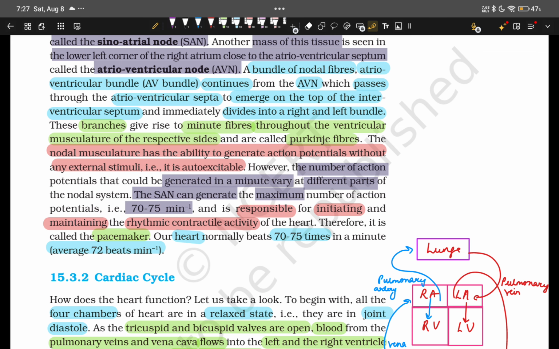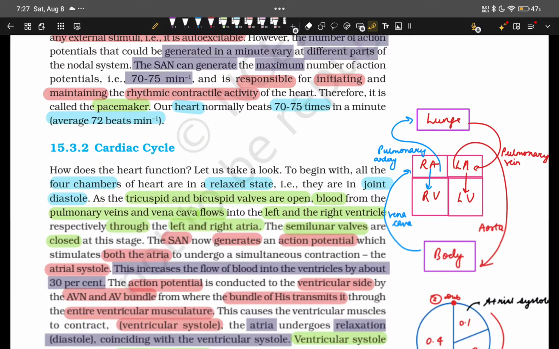For example, the SA node can generate the maximum number of action potentials, about 70 to 75 per minute. And the SA node is also called the pacemaker. Why? Because it is responsible for initiating and maintaining the rhythmic contractile activity of the heart. So it initiates, it makes the pace, and therefore it's called the pacemaker. Our heart normally beats 70 to 75 times in a minute, on an average 72 beats per minute.